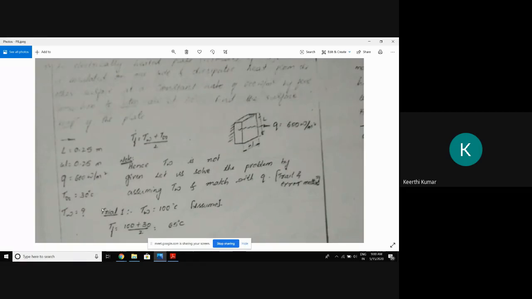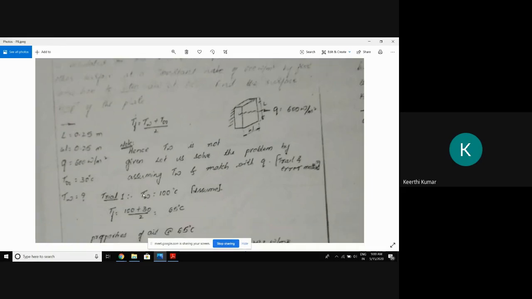In the earlier problem, what were we supposed to do? We were supposed to calculate TF. What is TF? TF is equal to T wall plus T infinity by 2. To find the film temperature, the T wall, temperature of the wall, must be given in the question. But now it is not given. So let us solve the problem by assuming T wall and matching with Q, using a trial and error method. See, this note explains the method I am going to adopt here.